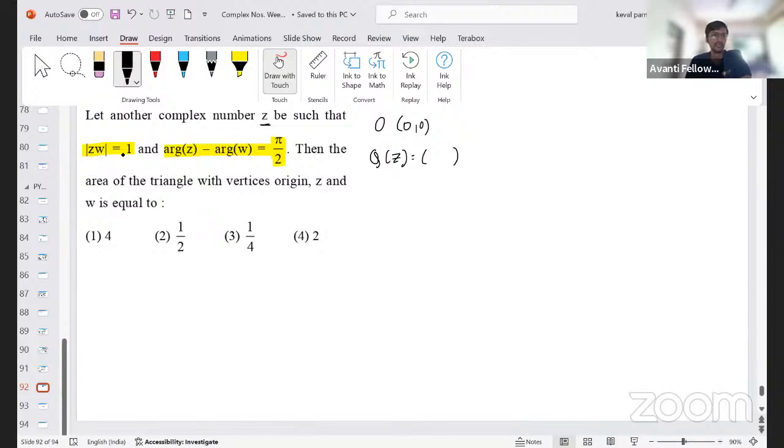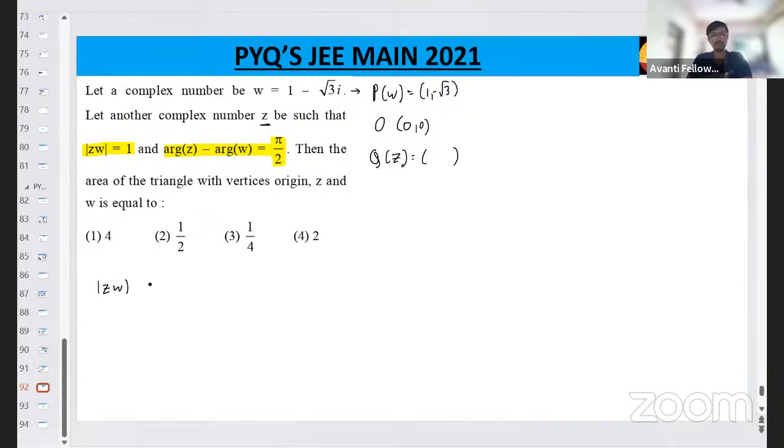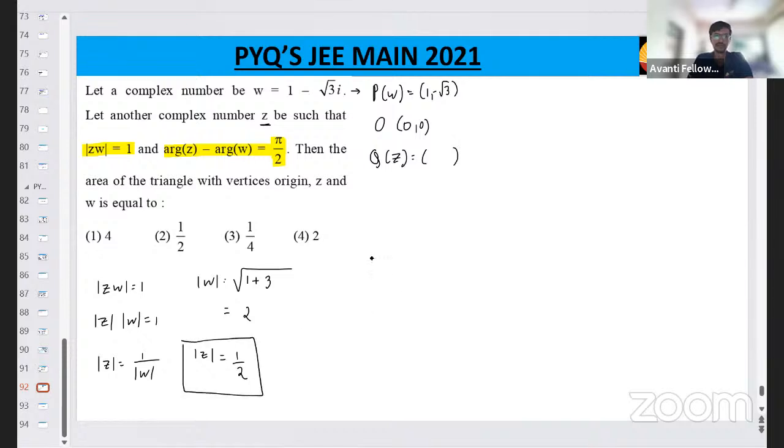Modulus of Z omega is 1. So मॉडुलस का प्रॉपर्टी, modulus of Z W, बोलो ओमेगा बोलो, ठीक है, is 1. So modulus of Z, modulus of W is 1. So modulus of Z is 1 upon modulus of W. Modulus of W क्या है? Modulus of W is under root of 1 plus 3, which is nothing but 2. So modulus of Z आ गया 1 by 2. So we got modulus of Z.